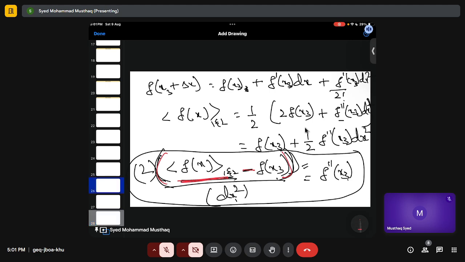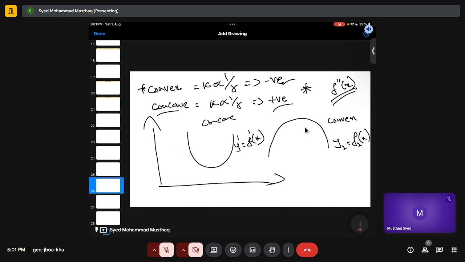Let's move on to concave. Okay, so this is my f of x3. So what is my average value near this one? Let's take this value as 2, this value as 4, and because it is below, this should be 1. Now 2 plus 2, 4, 4 upon 2 will be 2, 2 minus 1, which is positive. So concave will always have positive curvature.